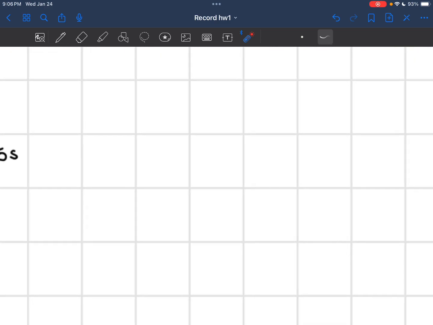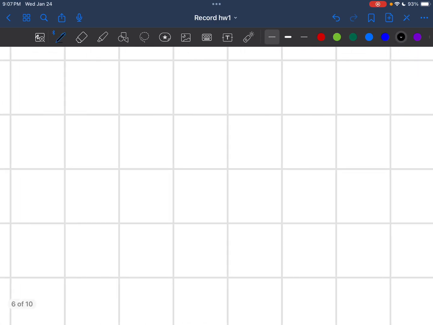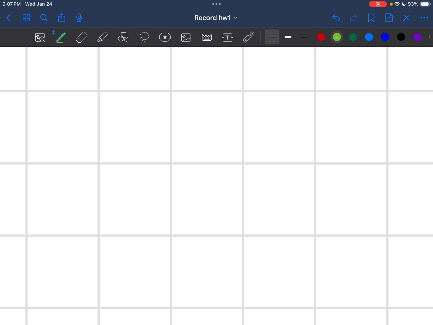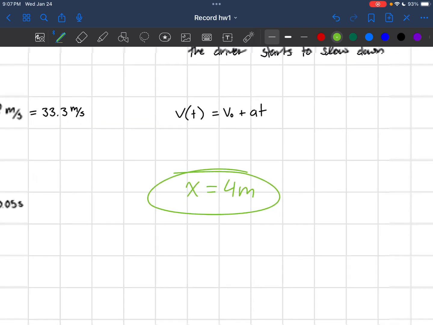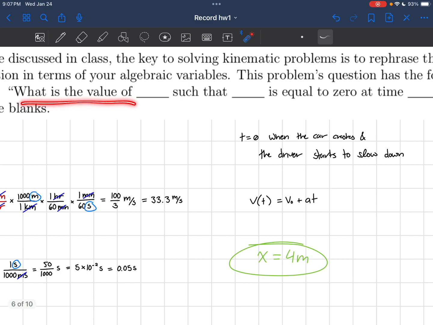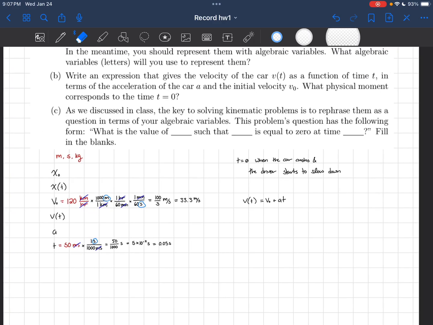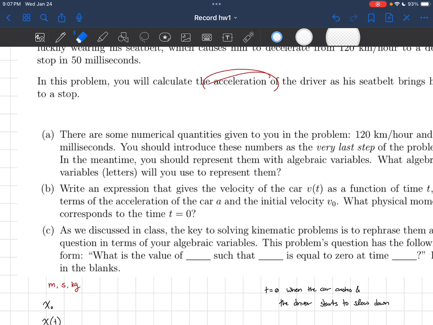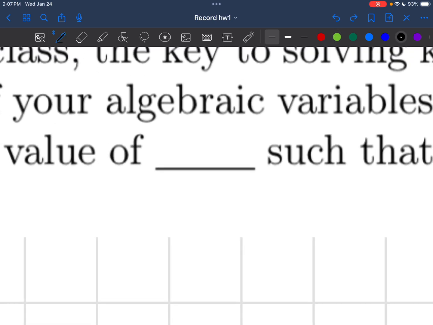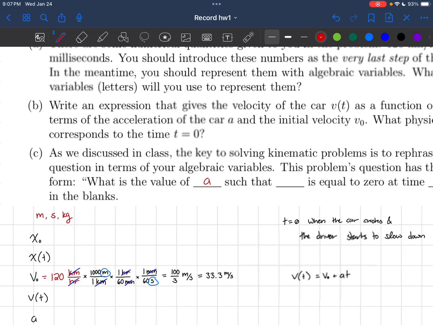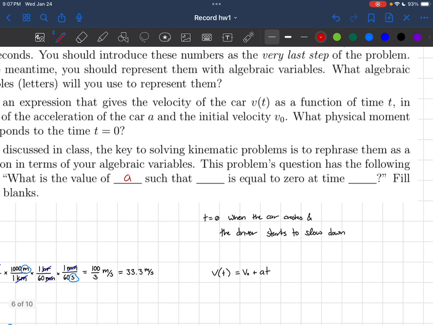In the end, I'm going to find an answer. Let's say it's some problem, and my answer is x equals 4 meters, and I circle it. So when I'm filling in this blank, what is the value of blank? I want to know, what am I going to solve for and circle at the end? What variable represents my answer? In this case, I already circled it up here. I'm solving for my acceleration. And the variable we use to represent acceleration, I'll make it red so it stands out, is a. So what is the value of a such that blank is equal to 0 at time blank?